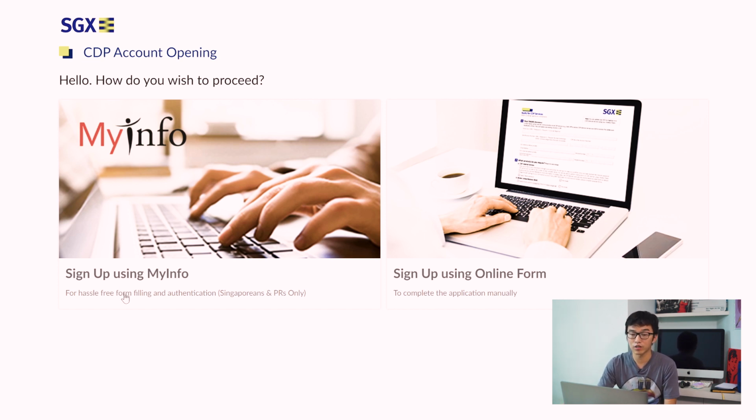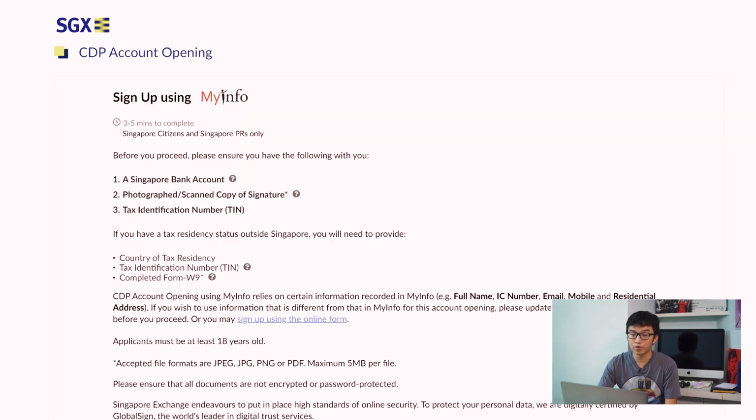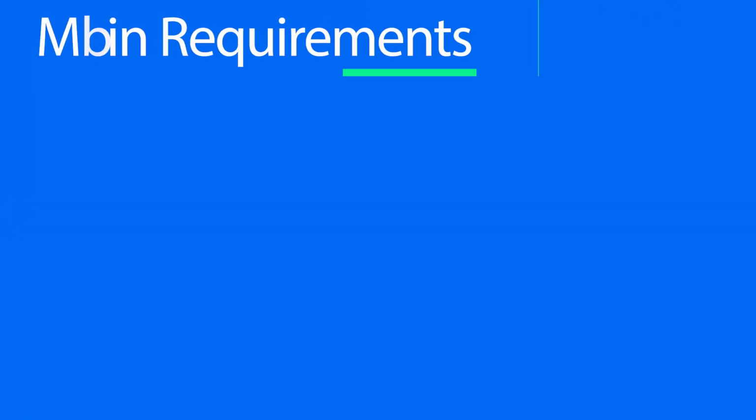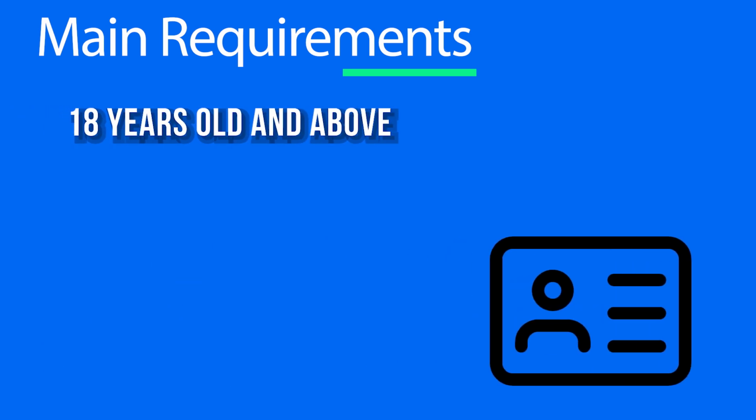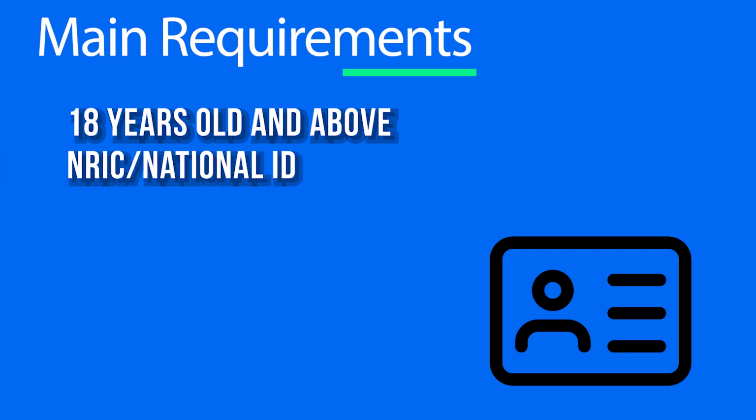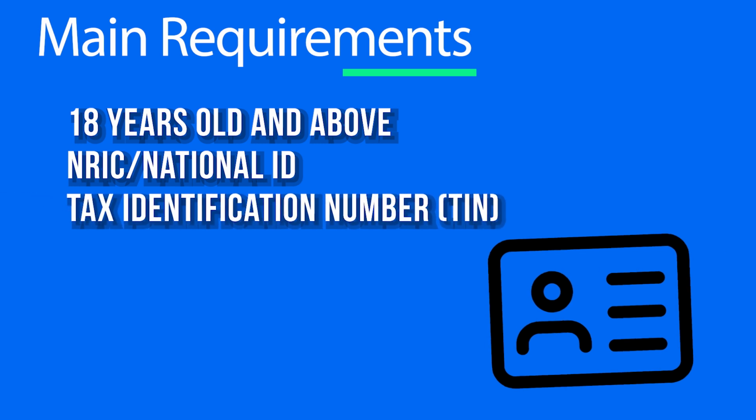So what you've got to do here is click on this icon, and it will bring you to a page. It will show you the different things that you need. You can sign up for an account using SingPass. One of the main requirements for SingPass is that you need to be 18 and above to actually buy a share of stock, or even to have a CDP account. And then you'll need your NRIC, your national ID card, as well as your tax identification number.